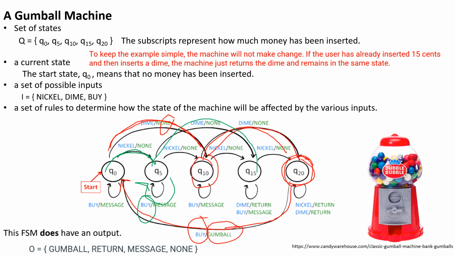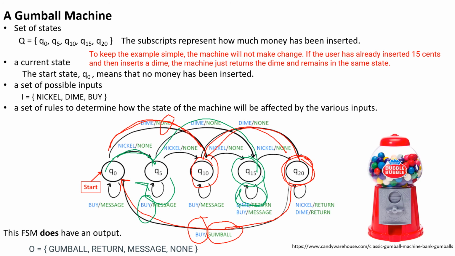So then maybe we'd put a dime in next. Then we would get to here. So we would get to Q15. What if we're at Q15 and we put in a dime like that, like we mentioned earlier? We said if we have 15 cents and we try to put in a dime, it should just return the dime. So here we go. Here's this one here.